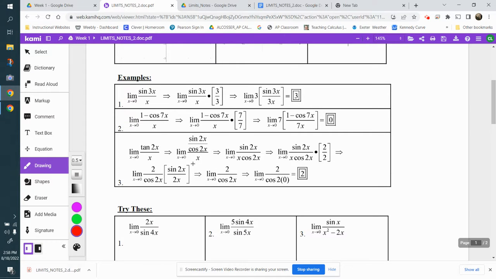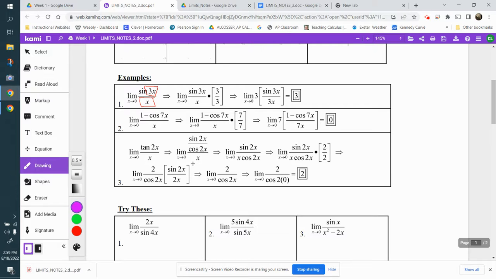So if you look at this here, what happens is I've got the sine of 3x over x, and I want the limit as that function approaches 0. Now look, if I draw a box around this and I draw a box around this, they don't match. So I need to add something. What do I need to add? I need to add a 3 down here in the denominator. So I have 3x, and then this will equal 1.